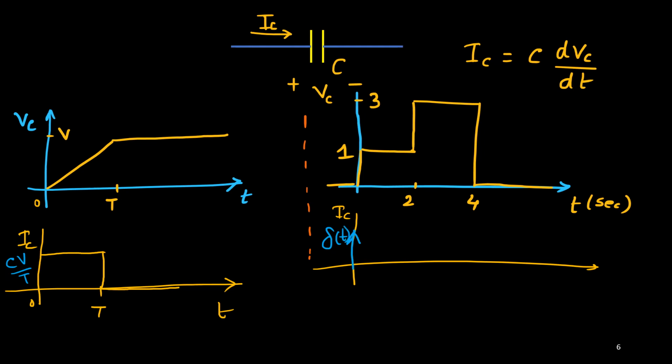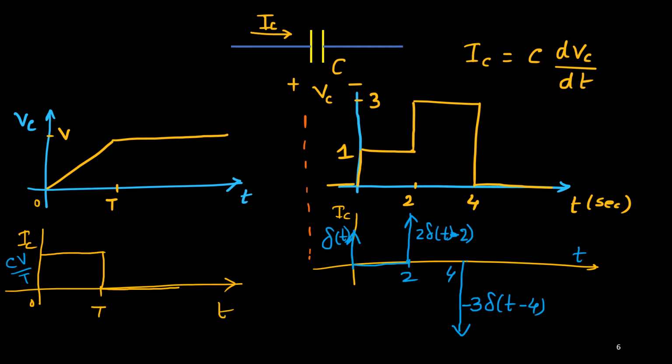Then from 0 to 2, it is a constant, so its value is 0. At 2, it is changing from 1 to 3. So that is a 2 unit change, again a positive change, again one more impulse. That value will be 2 delta(t minus 2), located at 2. Then from 2 to 4, again it is 0, the derivative is 0, there is no change. But here there is a change from 3 to 0 at t equal to 4. So here you will find another impulse, and that value will be minus 3 delta(t minus 4).